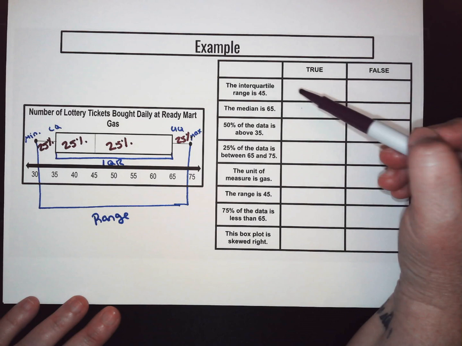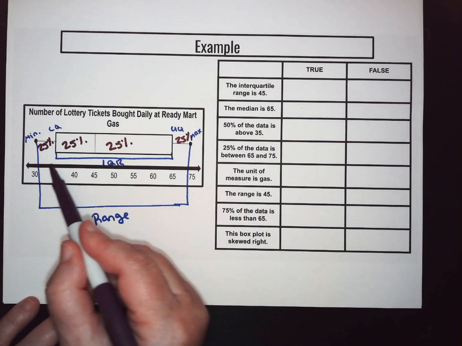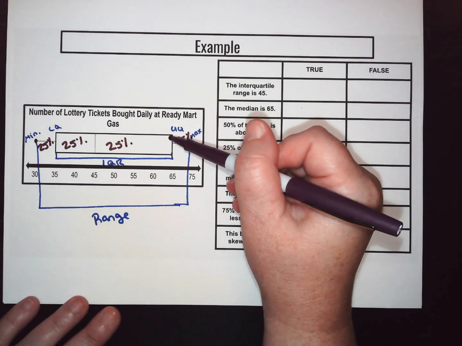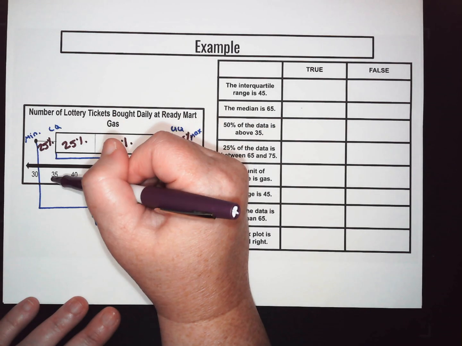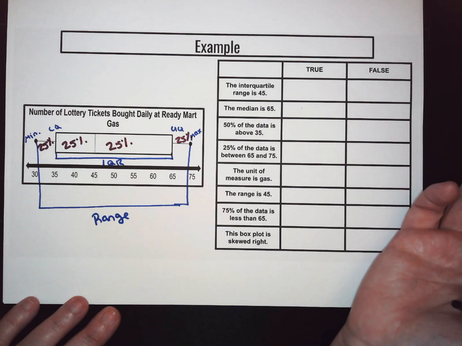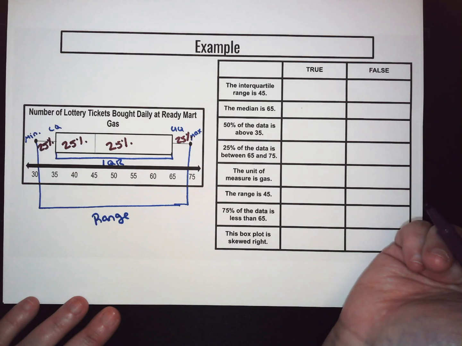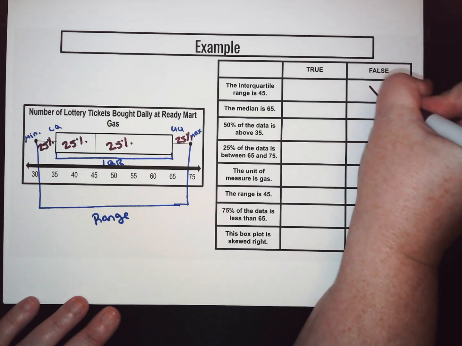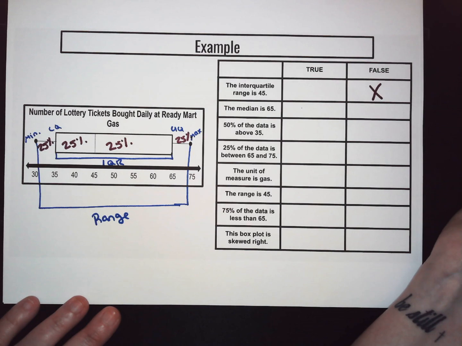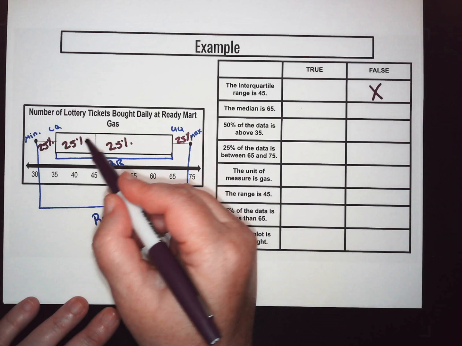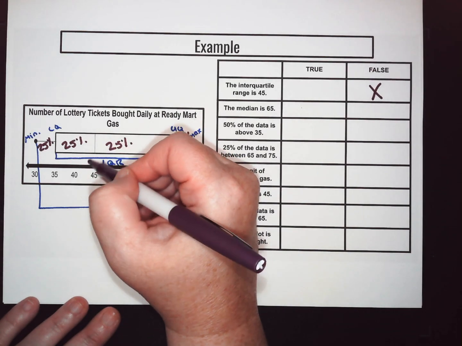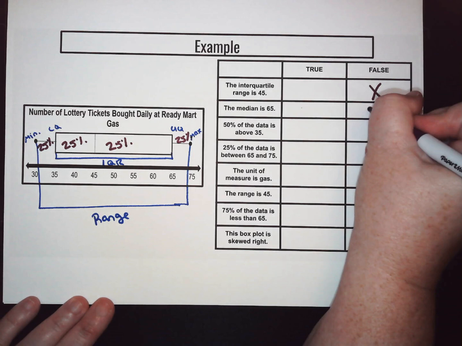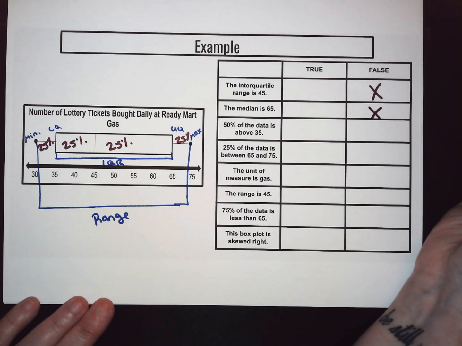The interquartile range is 45. So we said this was the interquartile range, which goes from 65 minus 35. Well, 65 minus 35 is 30, not 45, so that is false. The median is 65. Well, the median is always the line inside the box, and that median goes to 45, not 65. That is also false.